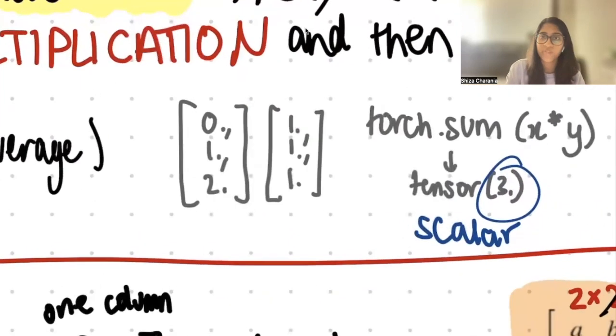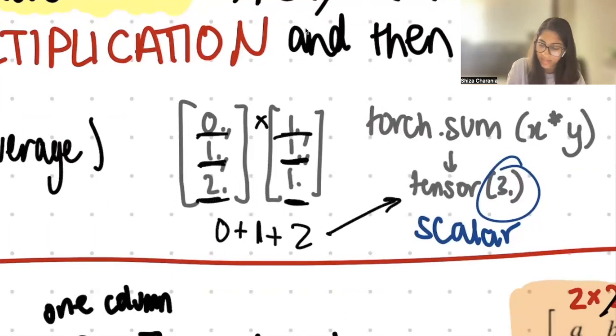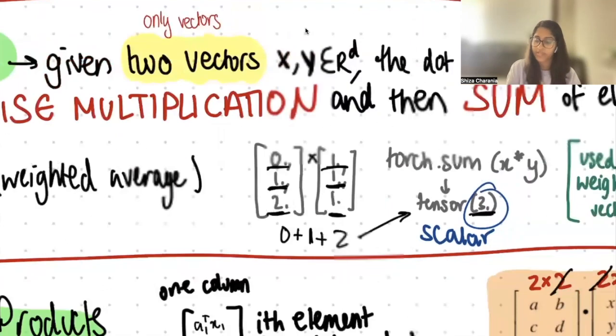What you want to do is element-wise multiplication first, like I said. So you would take this and take this, multiply them together, you get 0. Take this and take this, you get 1. Take this and take this, you get 2. Then you want to add them together. So 1 plus 2 plus 3, and that gives you a scalar of 3. You always end up with a scalar.